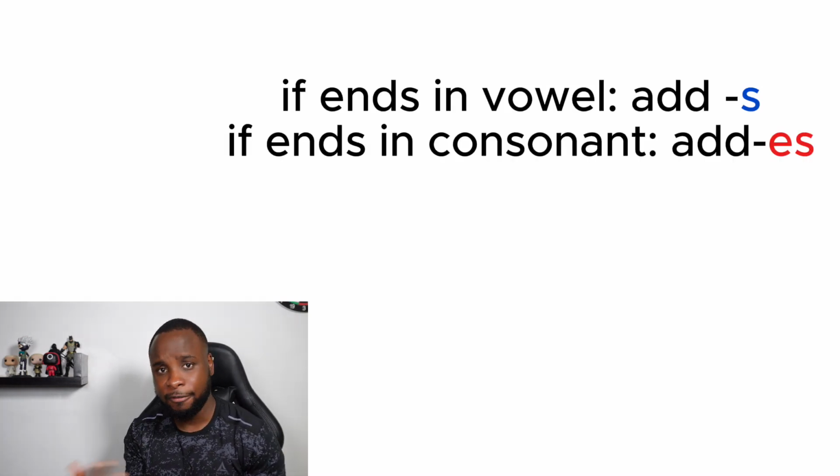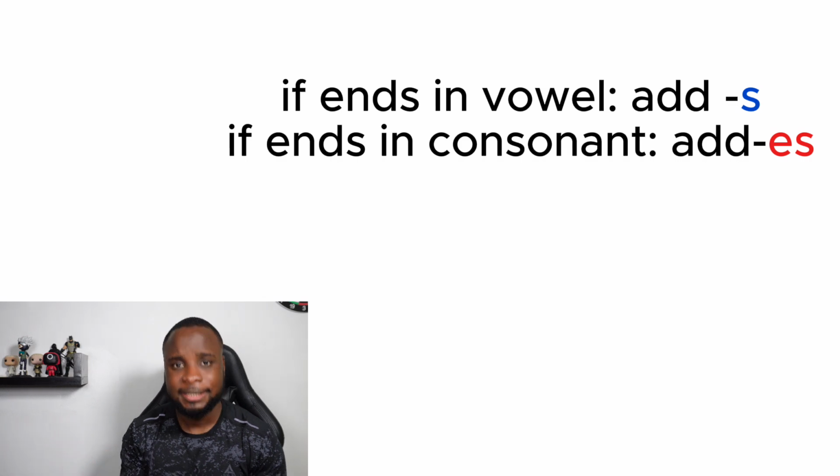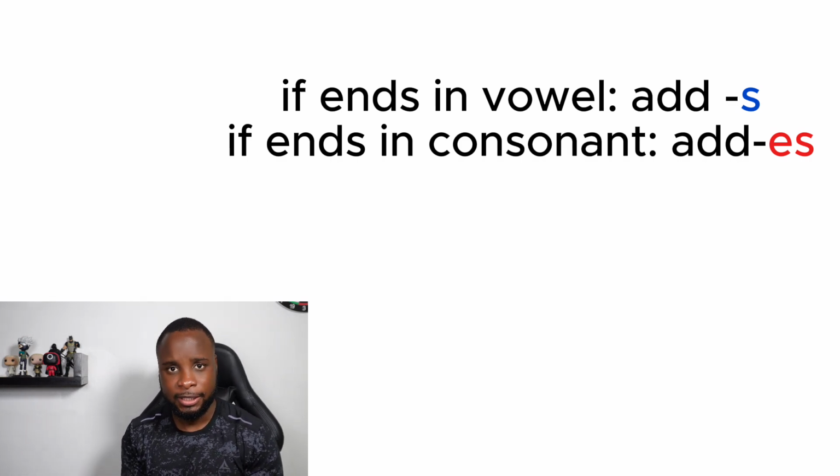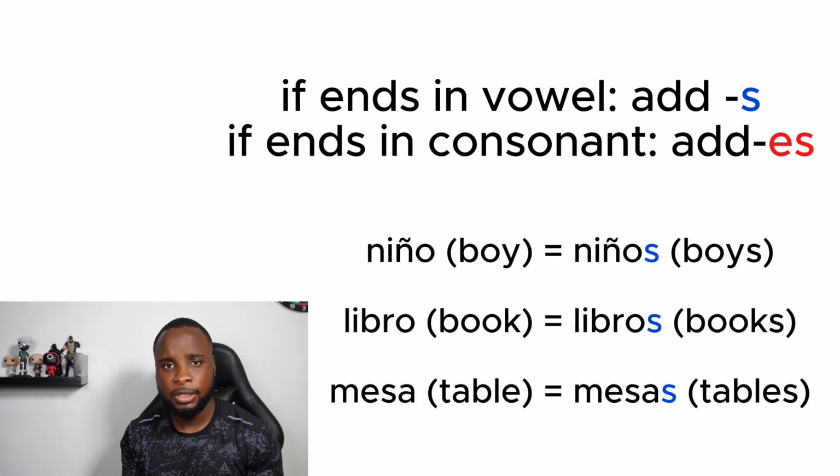Alrighty guys, so the very first step is getting to understand how plurals work in Spanish. And trust me, it's super easy. All you need to have at the back of your mind is that for words that end in a vowel sound, you simply add an S. And for words that end in a consonant, you add an ES, okay? So we are going to take some examples. So you can see niño, libro, and mesa.